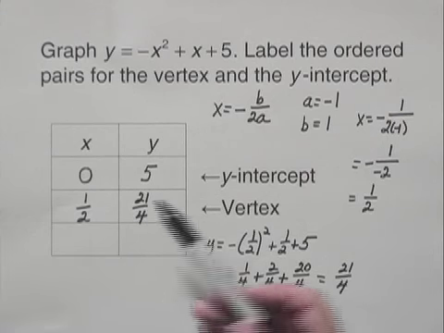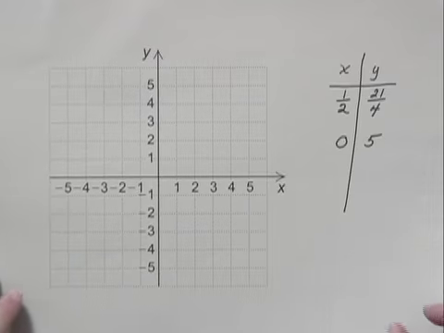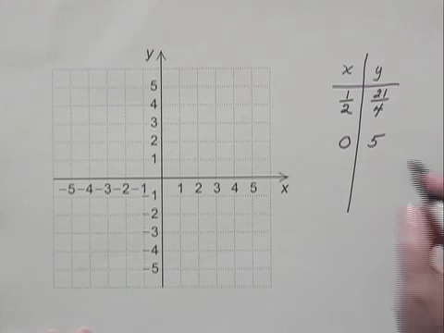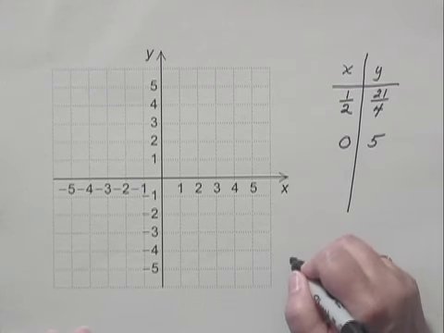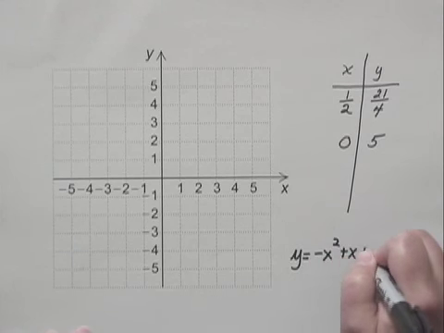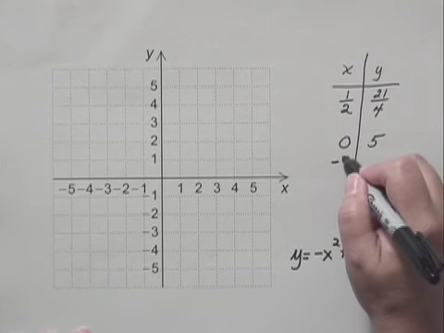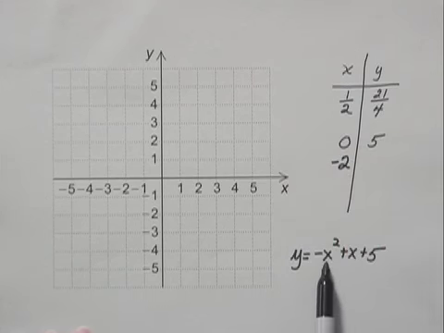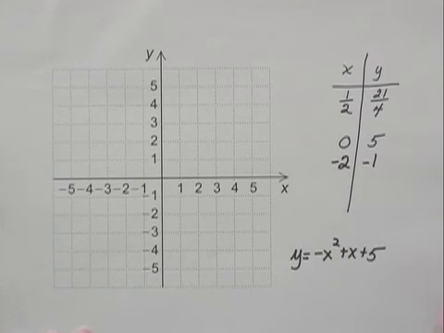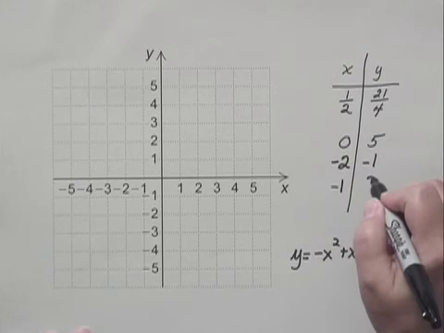Now we found these two ordered pairs. We need to find a few more points on the graph before we sketch the graph. We'll copy down the 2 points that we have, and our equation is y equals the opposite of x squared plus x plus 5. So let's let x be -2. When we substitute -2 for x, we find that y is -1. When we substitute -1 for x, we find that y is 3.